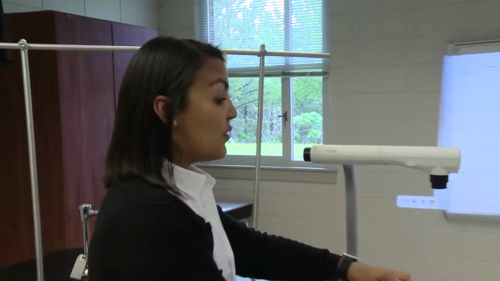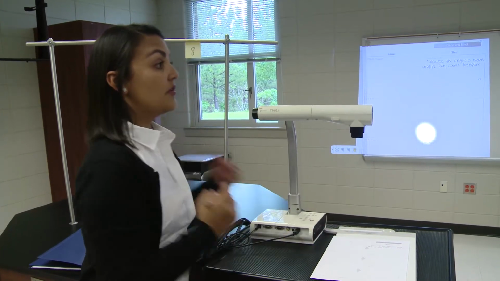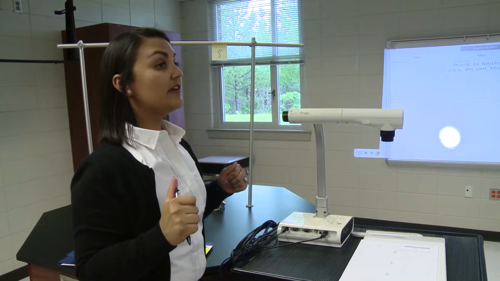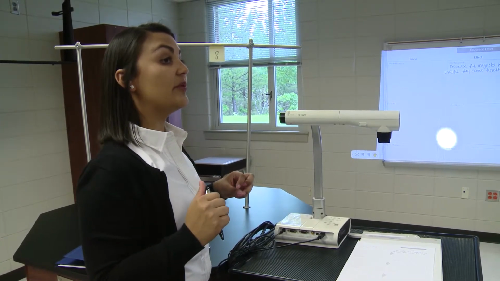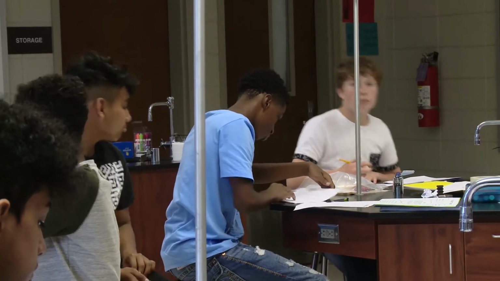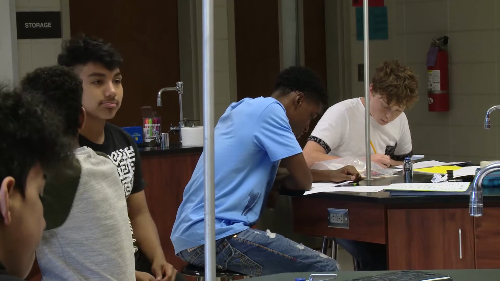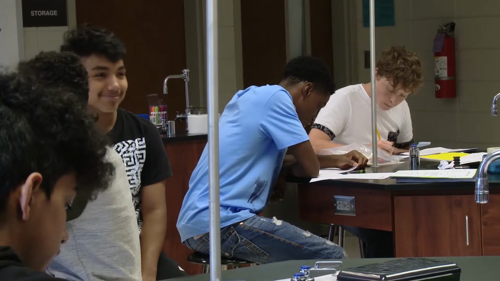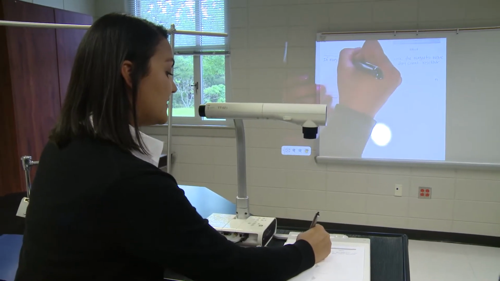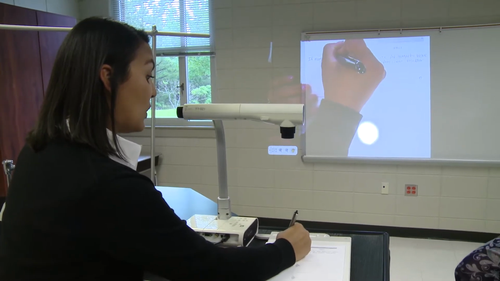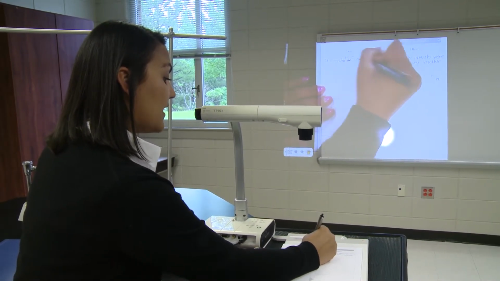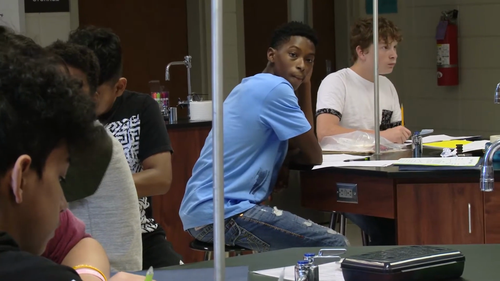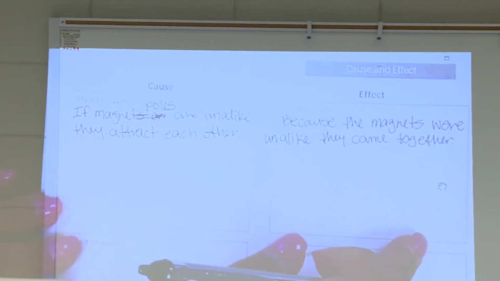Okay, now in the why did it happen, you use your textual evidence from that B column. Okay, so Marlon, can you give me your textual evidence to support that? When I read paragraph 2, I saw that if the magnets were unlike, they will attract to each other. The north pole is like the positive and the south pole is like the negative. Okay, so if magnet poles are unalike, they attract each other. Okay, so we have our cause and we have our effect.